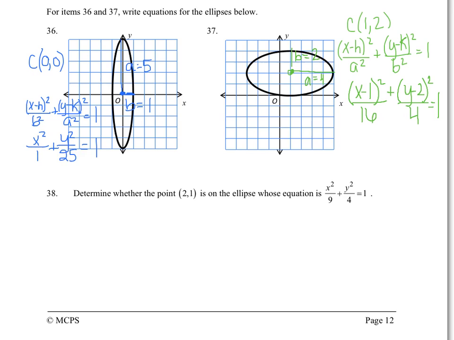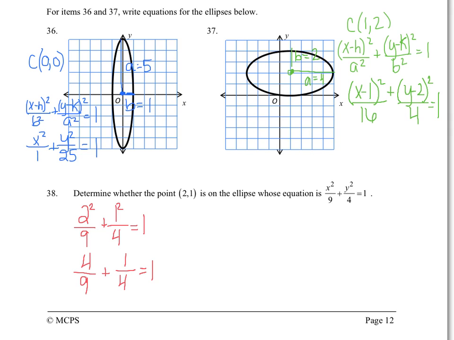For 38, it says to determine whether the point 2, 1 is on the ellipse whose equation is x squared over 9 plus y squared over 4 equals 1. Well, all we need to do for this is substitute the point into our equation. We have 2 squared over 9 plus y, which is 1 squared over 4, equals 1. Well, 2 squared is 4, so 4 over 9 plus 1 squared is 1 over 4 equals 1. So I need to know if the sum of these equals 1.